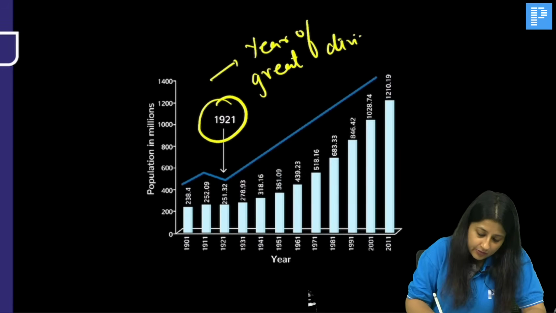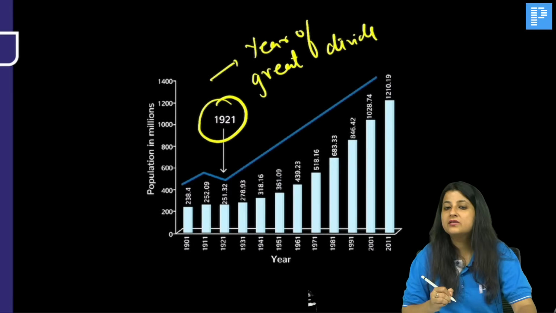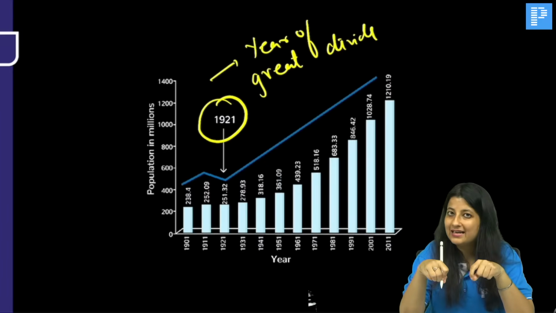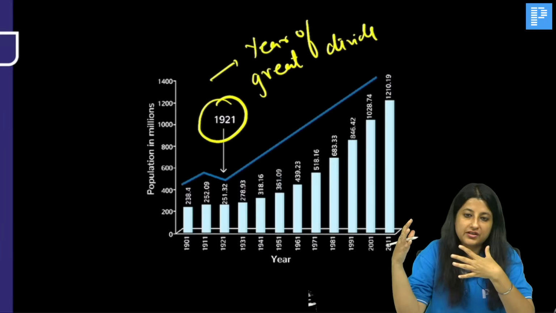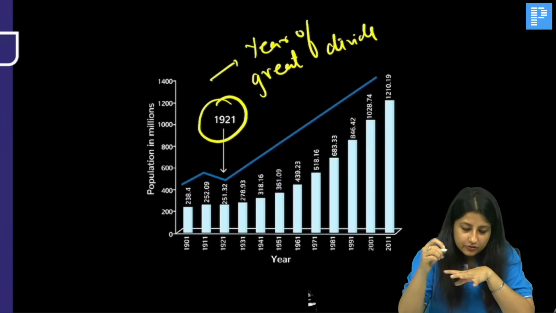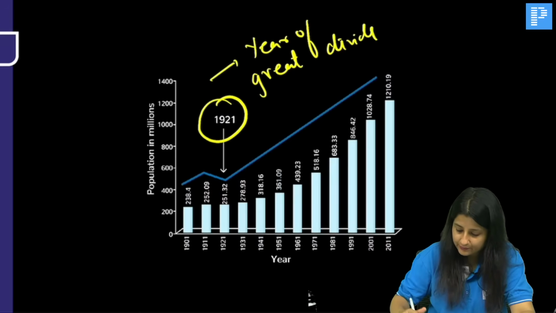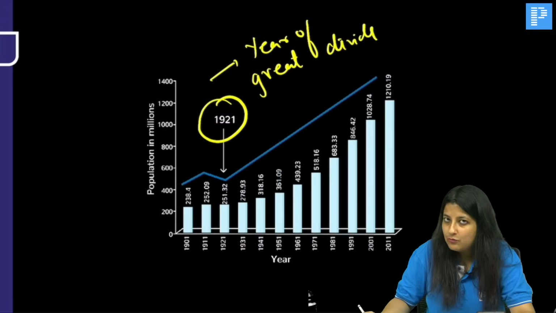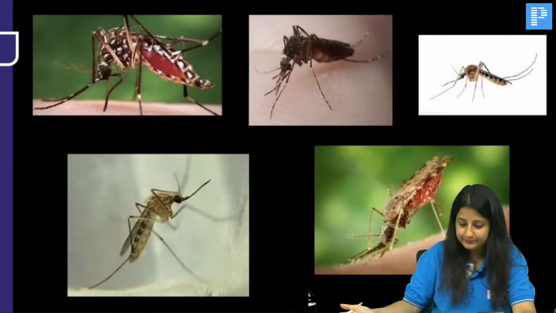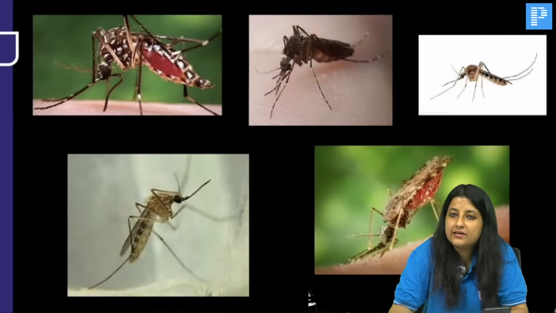1921 was the only year which reported a decline in the population. Henceforth, it has always been increasing. So just know the name. It is the year of Great Divide or the Big Divide. Okay. Now, entomology and international health. Which mosquitoes can you look over here?